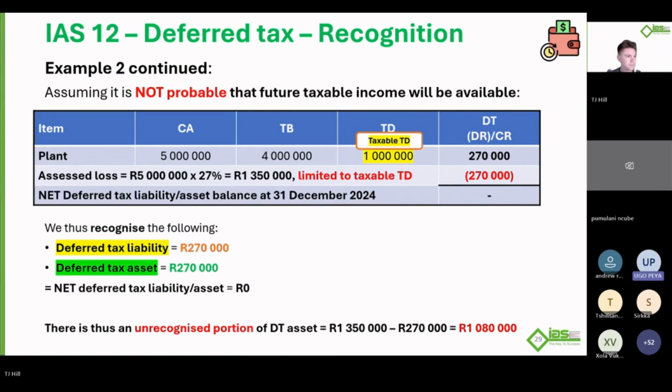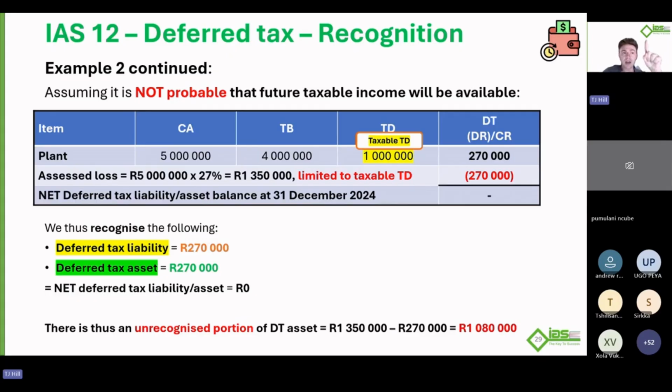I just had one small question. If our taxable temporary difference was 0, does that mean that our deferred tax asset would also be 0? Correct. If it's not probable, then you can recognize nothing. Okay. Then the full item is unrecognized.